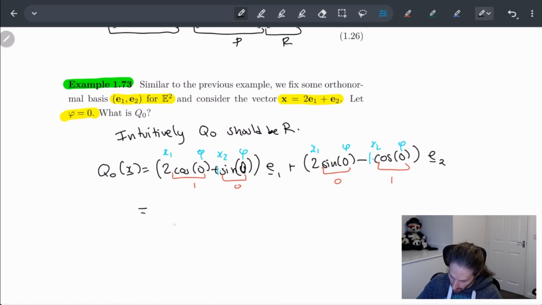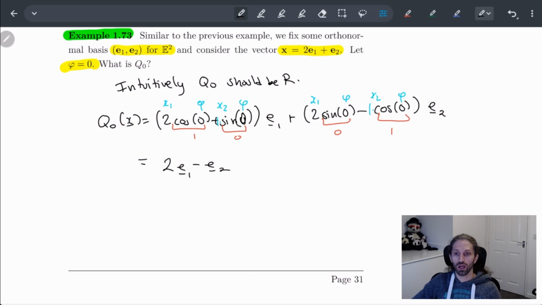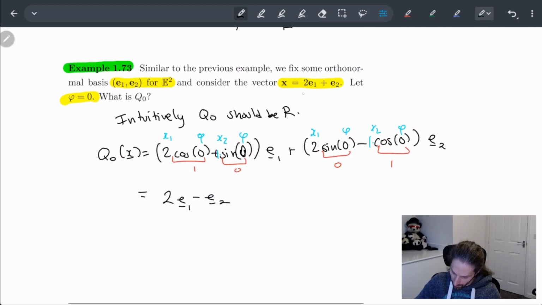So we can plug these in. So we get 2e1 plus, minus. I think it should be minus, right? Plus minus 1, yeah. So minus e2. And that's it. So that's Q of 0. And in reality, if you think of what happened, all I did was keep the E1 where it was, the E1 stays, and the E2 flipped sign. So it's exactly what we expected. It just flipped E2 to its minus. So it's exactly what we wanted.